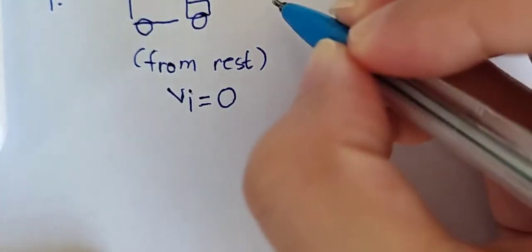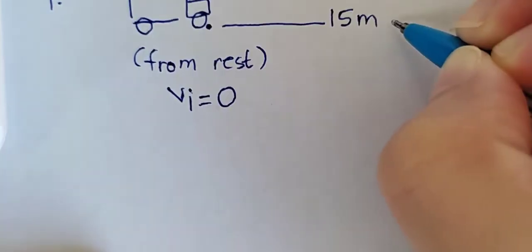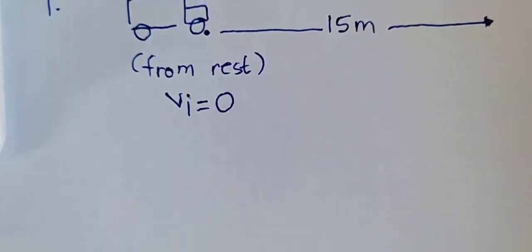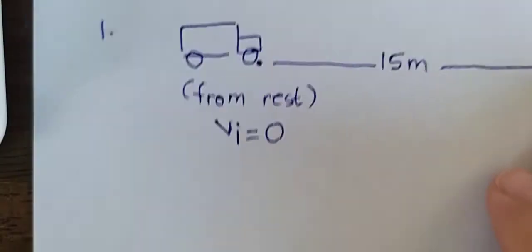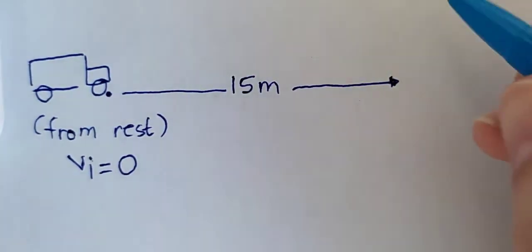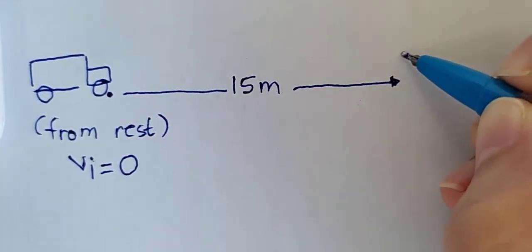And according to the problem, the jeepney accelerated, and it covers a distance of 15 meters. Nag-cover ito ng 15 meters na distance. And then, let us continue the drawing. So now, from that position, the jeepney will be moved or change its position now.